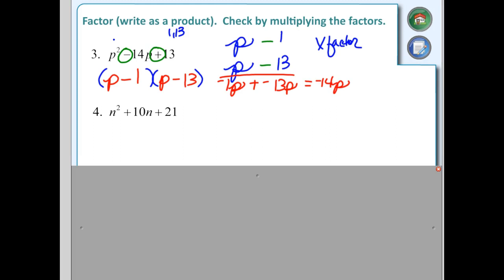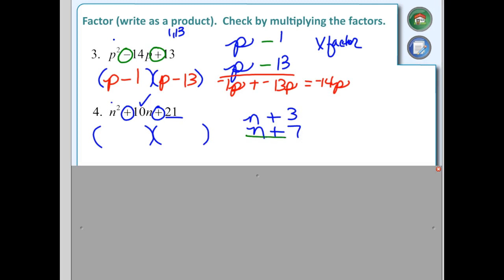All right. Now, let's look at number 4. Can you do number 4 on your own? Let's see what would happen. Remember, I'm trying to come up with 2 binomials. What are my factors of n squared? Well, it's going to be n and n. If I look at my signs, both of these are plus. So both of my binomials need to be plus. Factors of 21 that will somehow give me that 10 in the middle? Well, that's got to be 3 and 7.